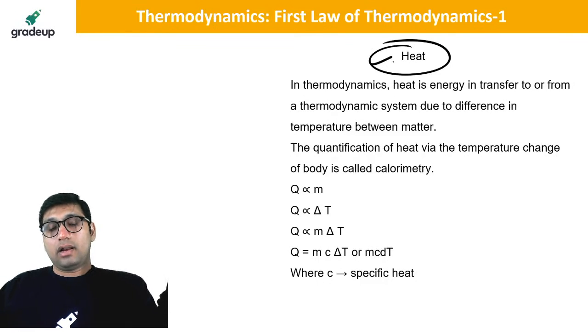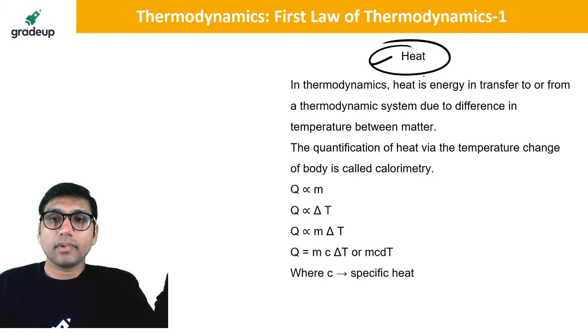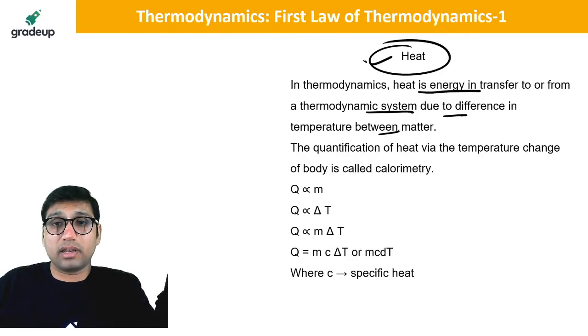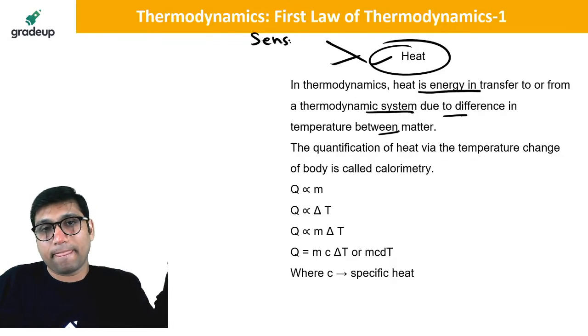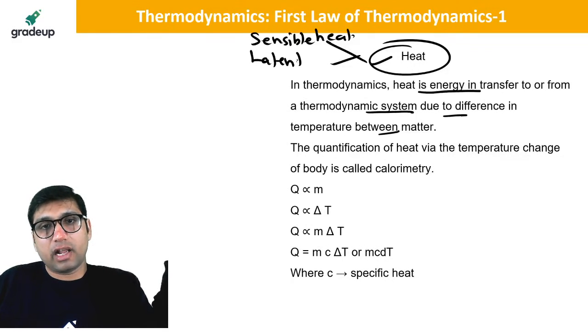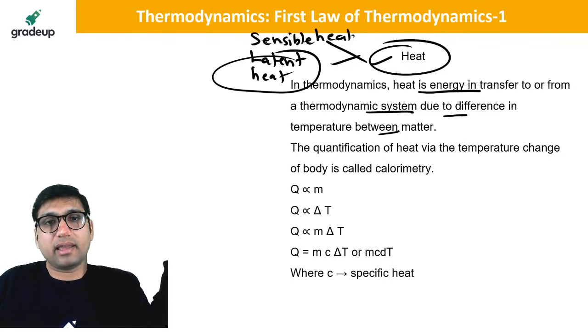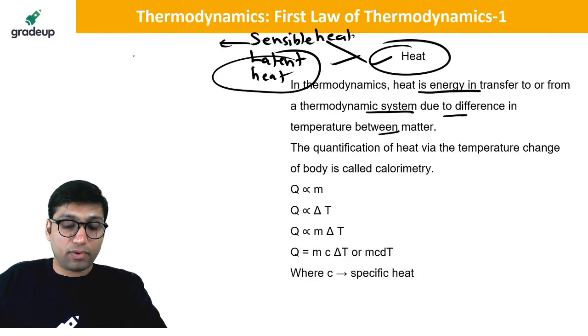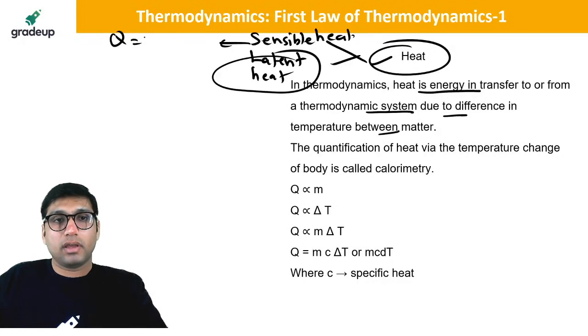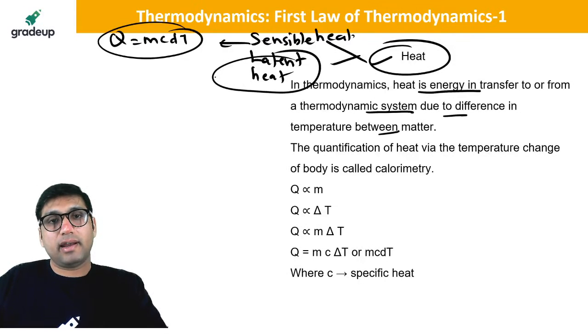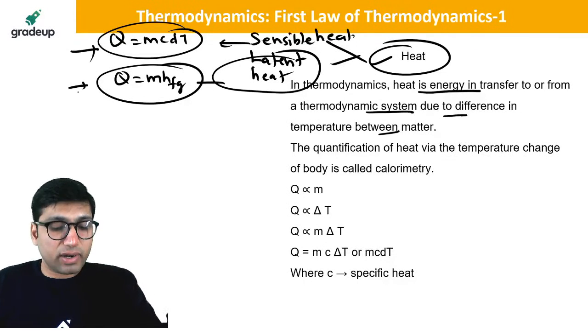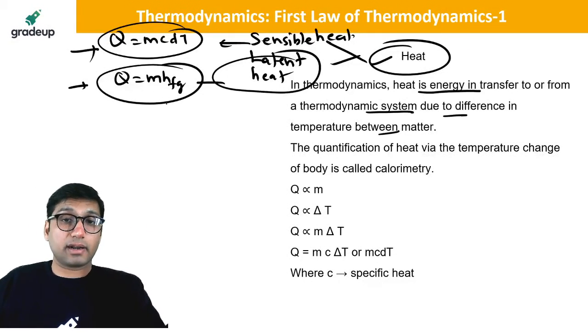Okay. Now let's talk about heat. Heat is the energy transferred to or from a thermodynamic system due to a difference in temperature. Heat is of two types. Sensible heat is due to temperature difference, and the other is latent heat. The heat required for phase change is called latent heat, and the heat which flows due to temperature difference is called sensible heat. These are the two different types of heat.